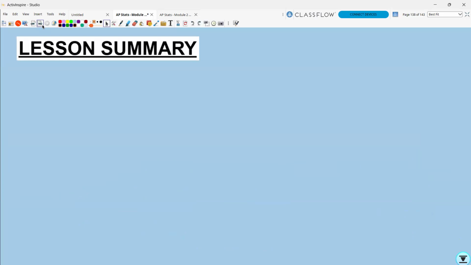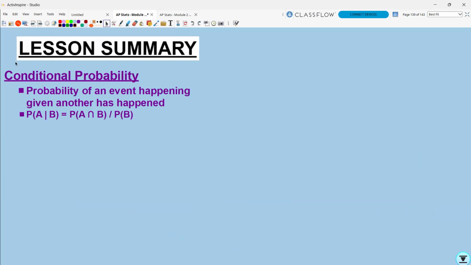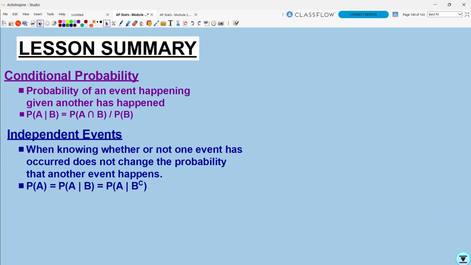All right, let's summarize what we learned. First, conditional probability is the probability of an event happening given another event has happened. We can see the symbols to use in the formula. Independent events are events where knowing whether or not one event has occurred does not change the probability that another event happens. For them to be true, we want the probability of one event to be the same as the probability of that event given another event, and the probability of that event given the complement of that event.